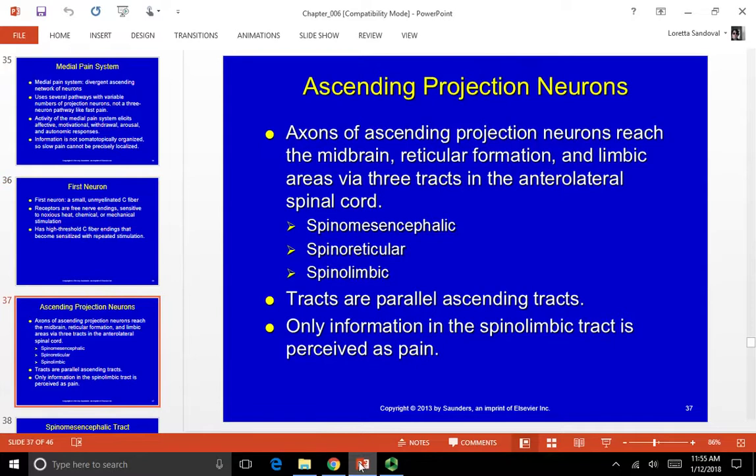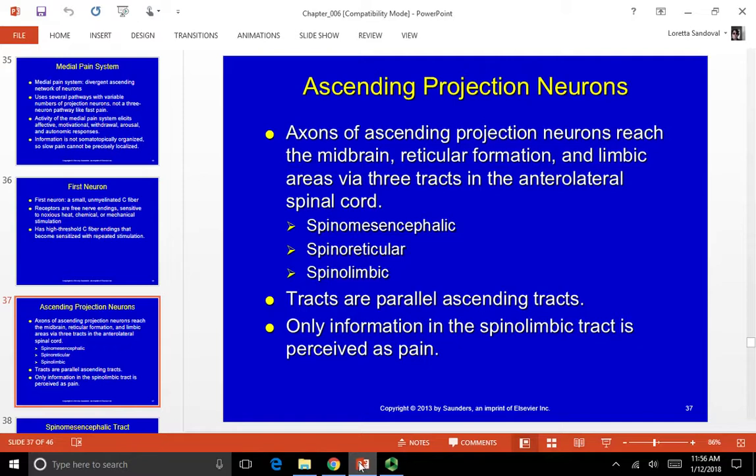The ascending projection neurons, the axons go to the midbrain, the reticular formation, and the limbic system via 3 tracts in the anterolateral spinal cord. The spinomesencephalic, so spine to midbrain, spinoreticular, spine to reticular formation, and spinolimbic, spine to the limbic areas. Okay? The tracts are parallel ascending tracts. The information in the spinolimbic tract is perceived as pain. The other ones are perceived as changes in your arousal and awareness and sleep-wake cycle, and the spinomesencephalic is changes from the midbrain. It could be descending controls, or it could be movements and autonomic responses.